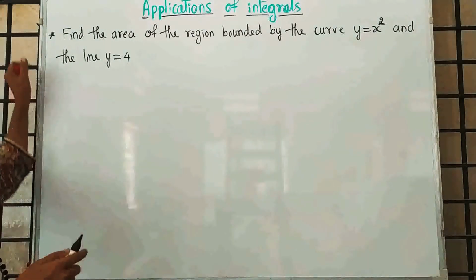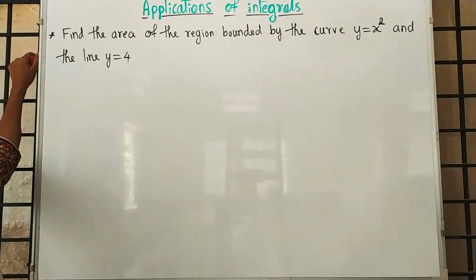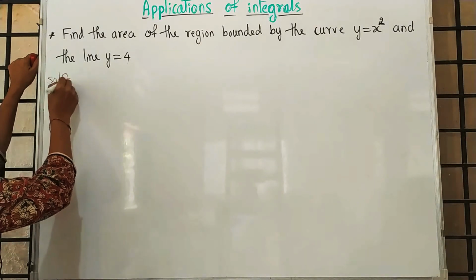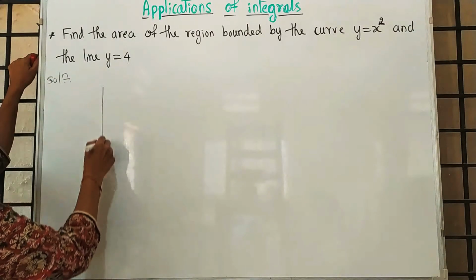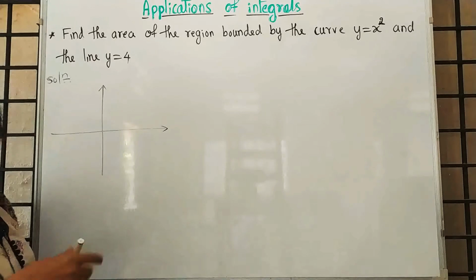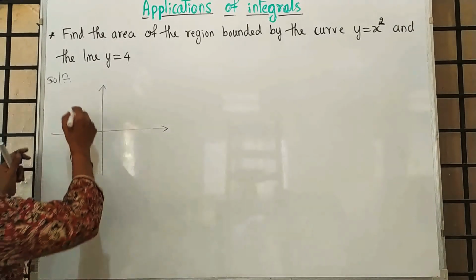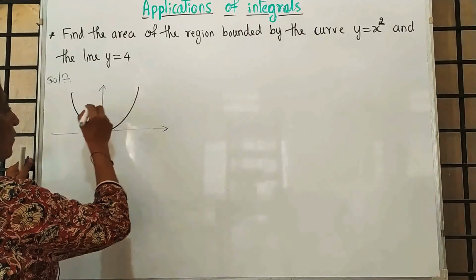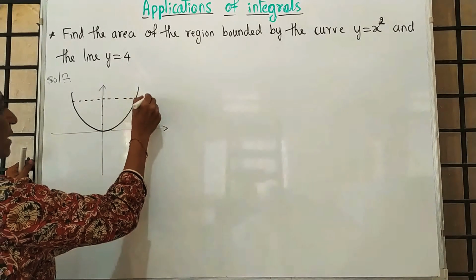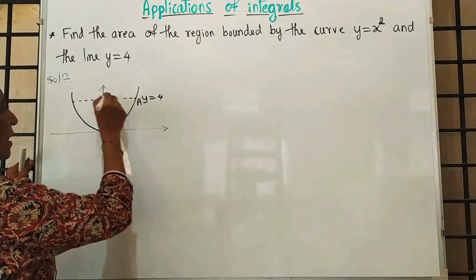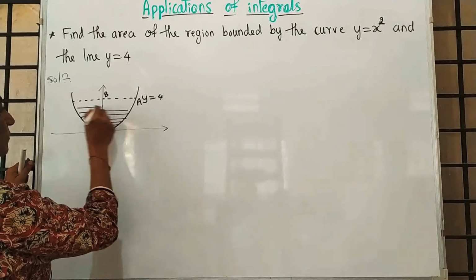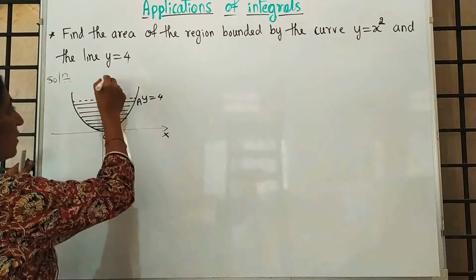Here see the question: find the area of the region bounded by the curve y is equal to x square and the line y is equal to 4. You are familiar, y is equal to x square is what? It is a parabola open upwards. And y is equal to 4, 1, 2, 3, 4, is a straight line like this. This is O, A, B. And this shaded part is the required area.